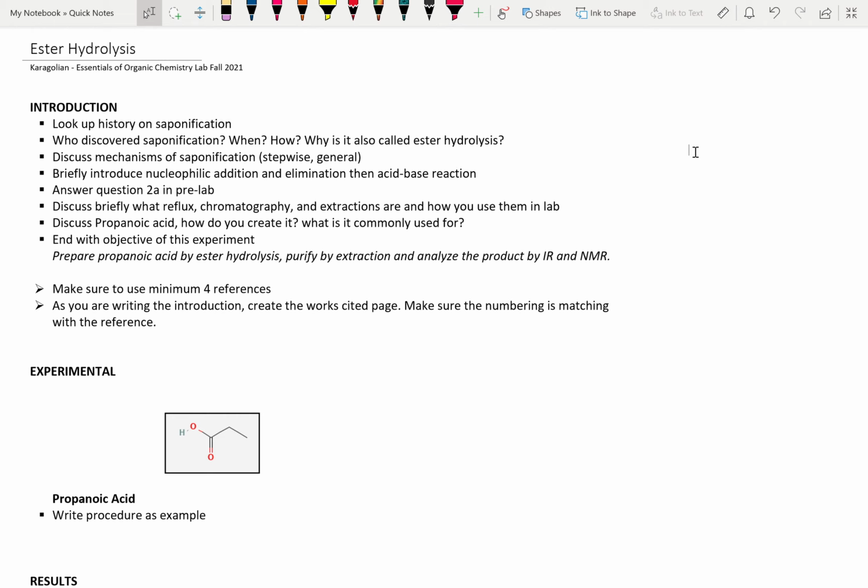And then discuss briefly what reflux is, chromatography, and extraction, and how you can use them in the lab.